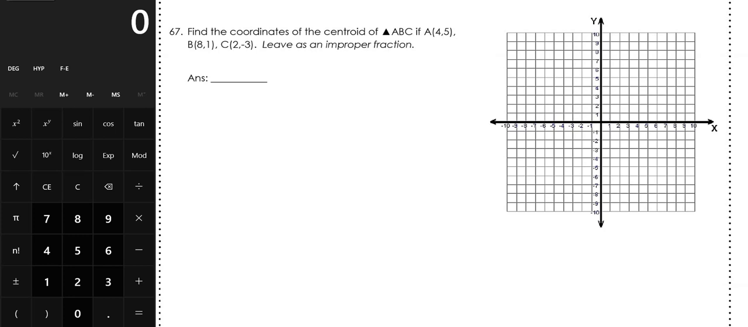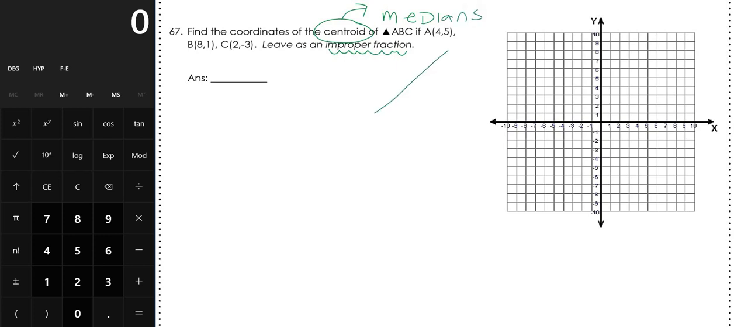Number 67. Find the coordinates of the centroid for triangle ABC if A, B, and C are the coordinates listed. Leave your answer as an improper fraction. Okay, so we're looking for coordinates of a centroid. Now, this vocabulary word is the point of concurrency for your medians.